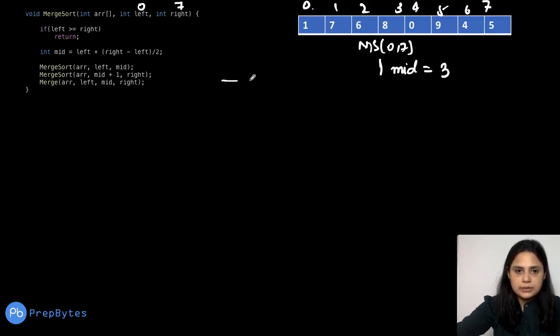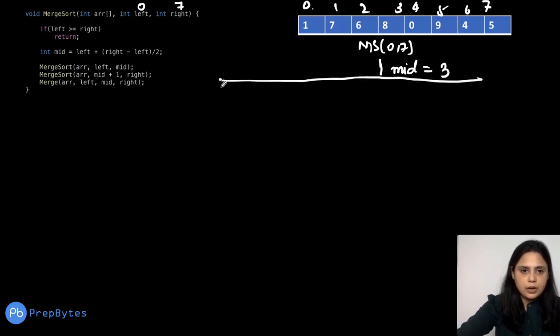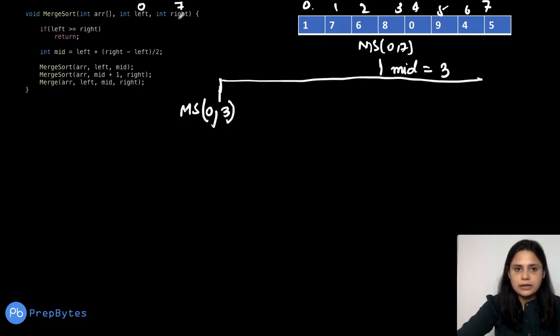Now I'll make this particular call, merge sort of arr, left, mid. My left here is 0 and my mid here is 3. So again this function comes here. What is the value of left now? 0. What is the value of right now? 3. Now we check this condition. Is this true? No. So I again calculate my mid, and here my mid becomes 1.